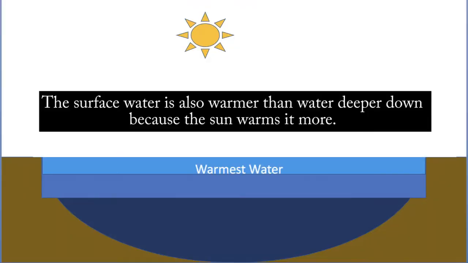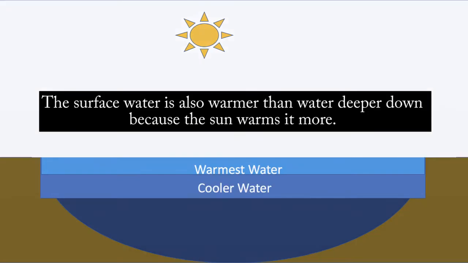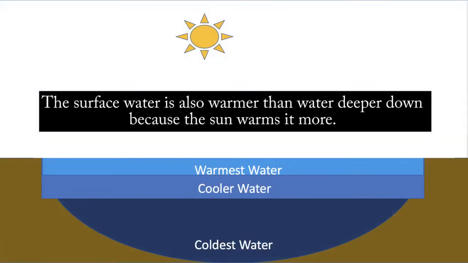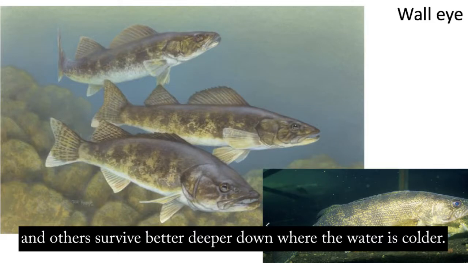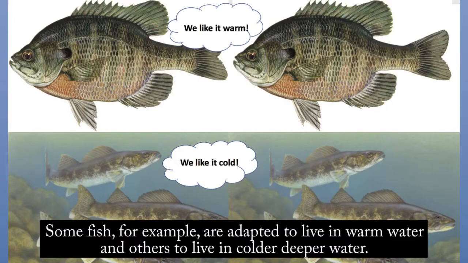The surface water is also warmer than water deeper down because the sun warms it more. Some organisms survive better in the warm water near the surface, and others survive better deeper down where the water is colder. Some fish, for example, are adapted to live in warm water and others to live in colder, deeper water.